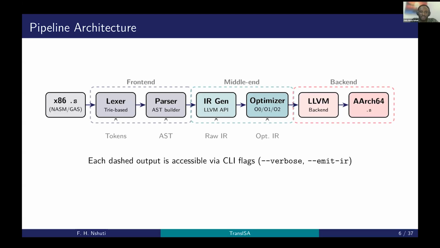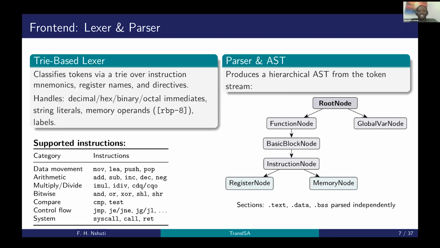The inspectability of the tool means that at every stage, you can inspect the intermediate values, using either verbose or emit-IR at the IR stage. As we said, the supported instructions for now are data movement, arithmetic instructions, multiplication and division, bitwise instructions, compare instructions, control flow, and some of the system calls from x86.